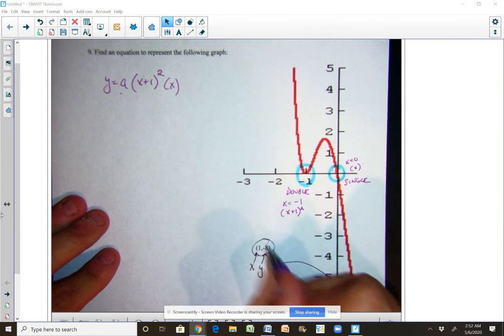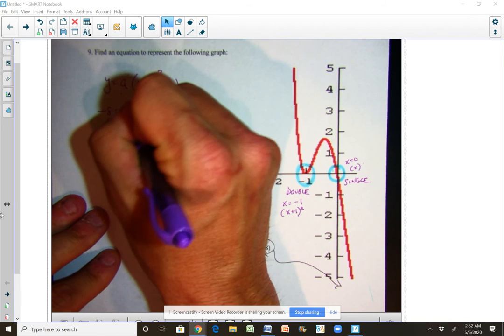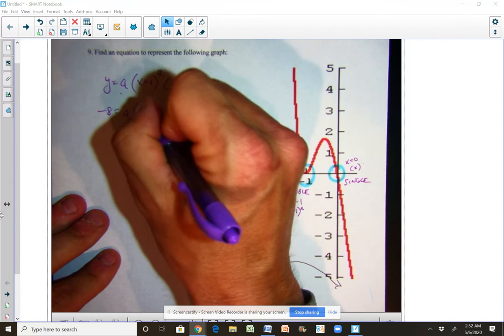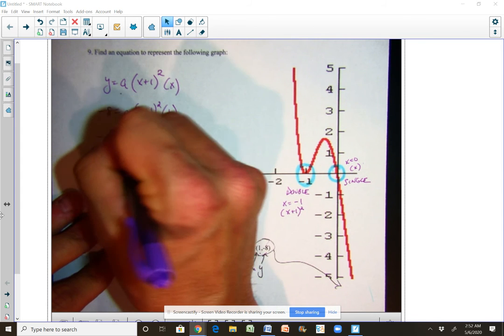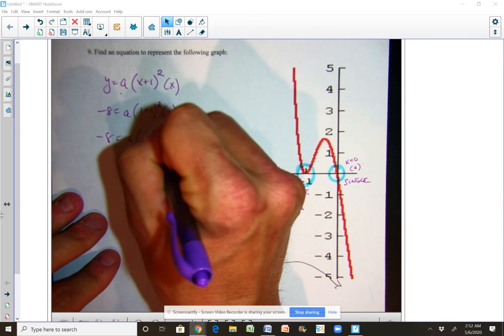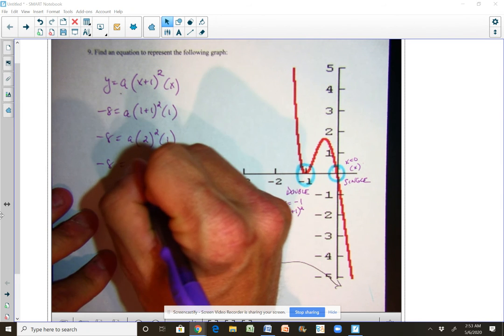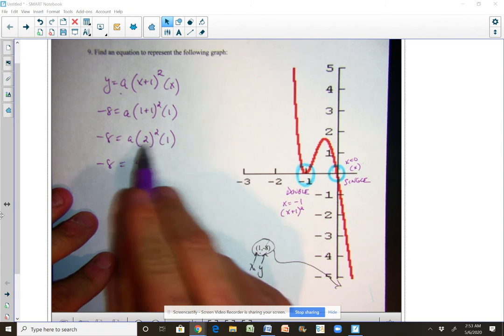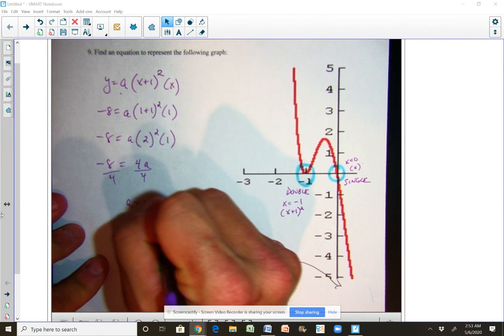So that's the beginning of our equation. Now we're going to use these two values to substitute in. So the y is -8, and we have an a value, and the x value is 1, so 1 plus 1 squared times 1. -8 is equal to a times 2 squared times 1. So -8 is equal to 4a, 4 times 1 times a. So if we divide this over here, we get a is equal to -2.